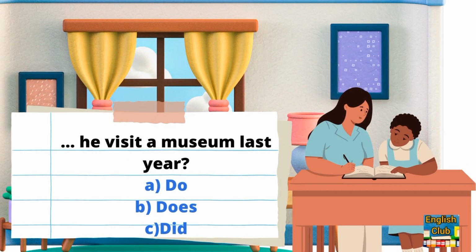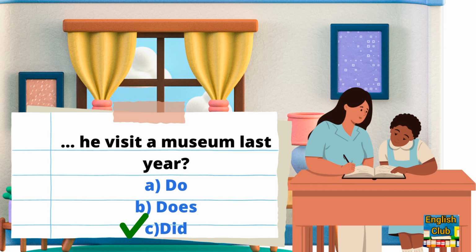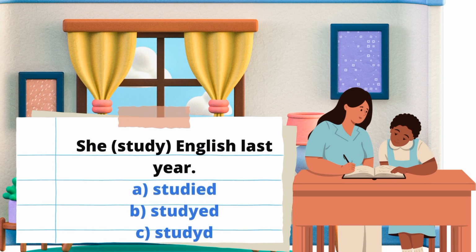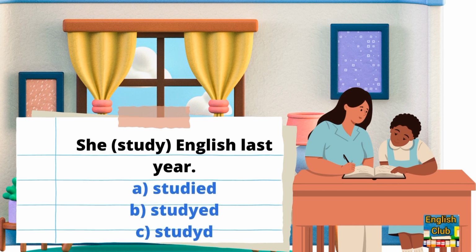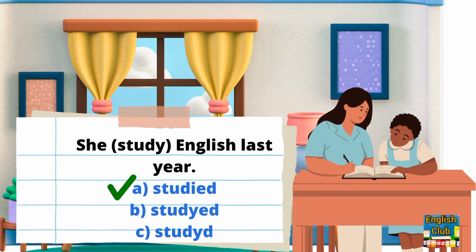He visited a museum last year. A. Do. B. Does. C. Did. Answer: C. Did. She studied English last year. A. Studied. Answer: A. Studied.